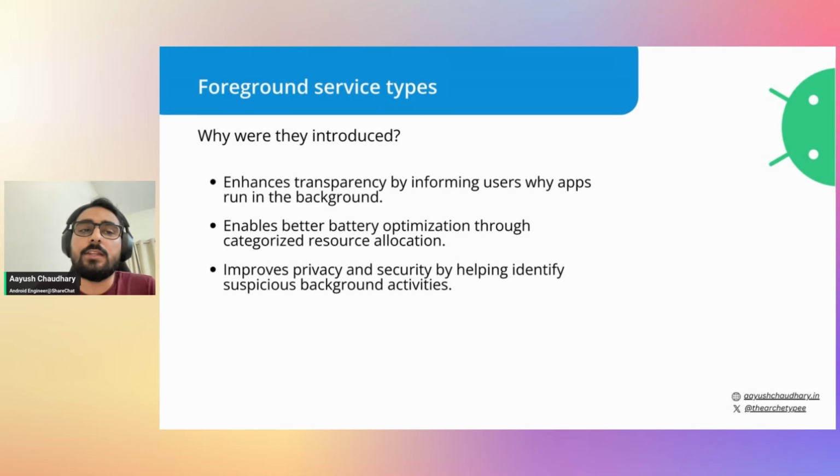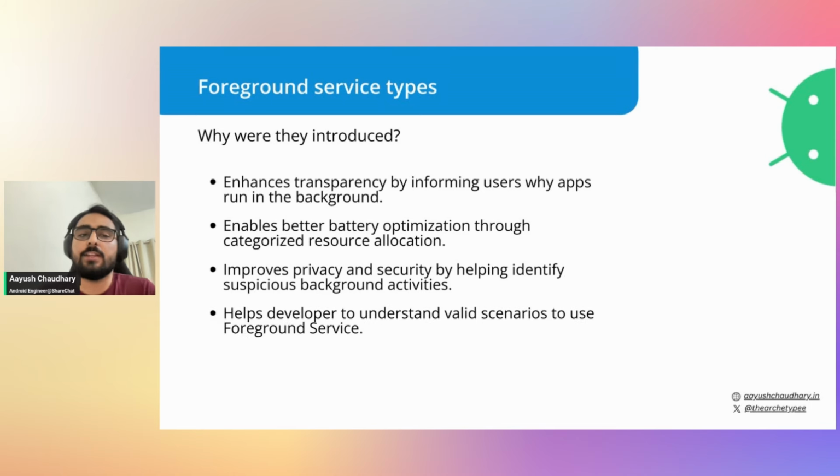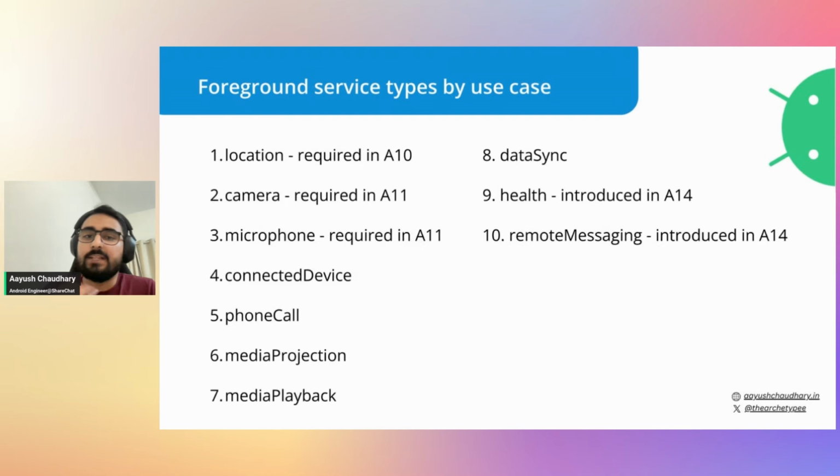Starting from Android 13, the user can see all the running apps from Task Manager and stop them. So make sure you handle that scenario and test it by the ADB command stop activity. It also helps developers to understand valid scenarios to use foreground service. So let's see all the foreground service types which we have currently.